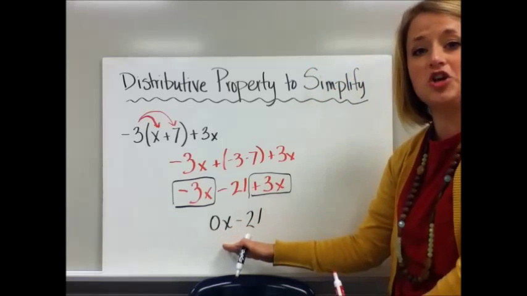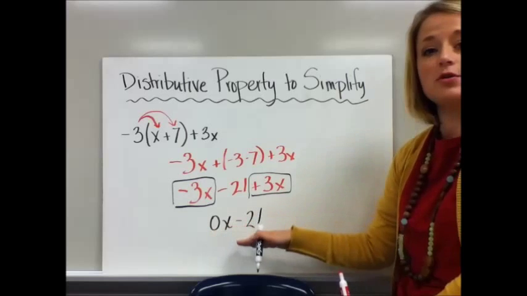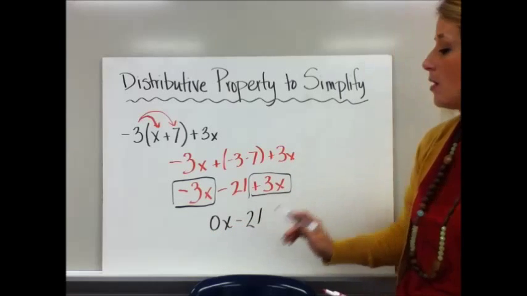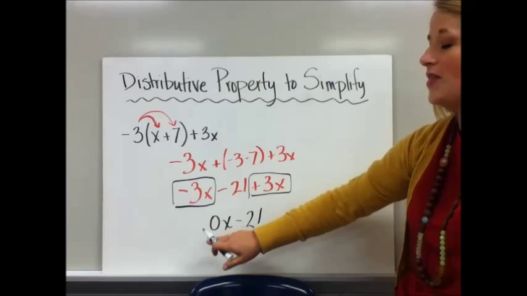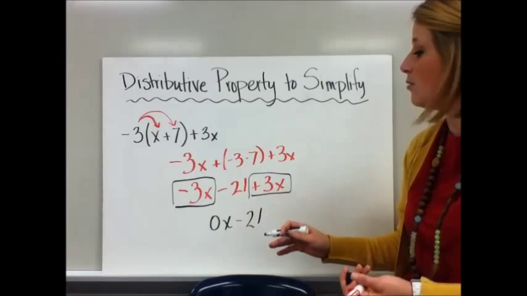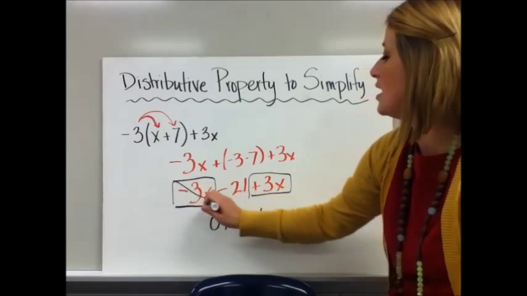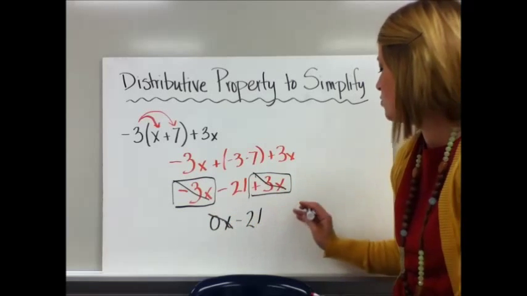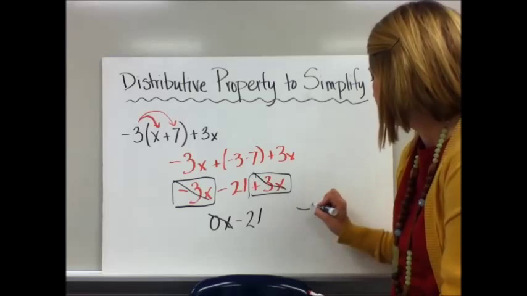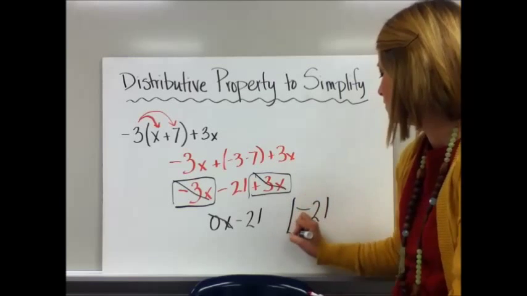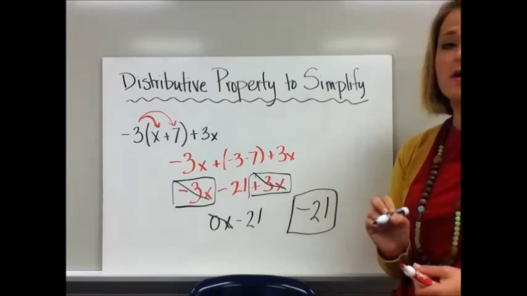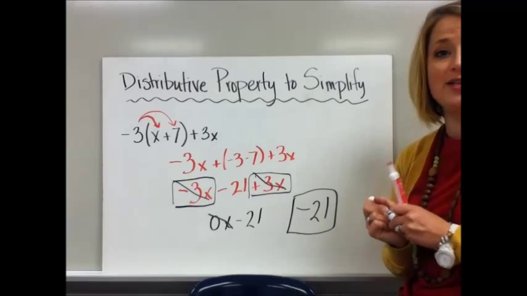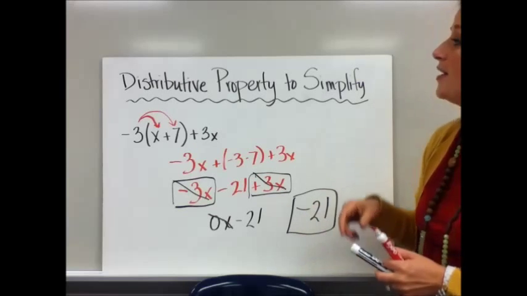That looks weird, and it should. You actually wouldn't even have to write that because we know, because of the zero property, that 0 times anything is just 0. So these actually cancel out, and all that I'm left with is negative 21. One of the rare occasions that your final answer is just a number and there's not any other variables in there.